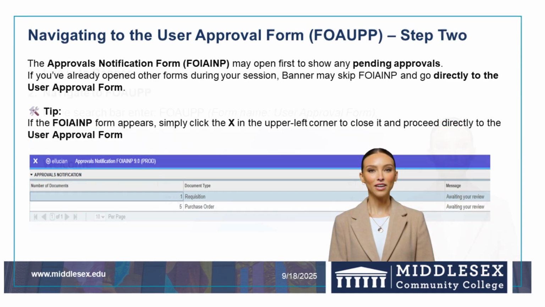The Approvals Notification Form, FOIAINP, may open first to show any pending approvals. If you've already opened other forms during your session, Banner may skip FOIAINP and go directly to the User Approval Form. Here is a tip. If the FOIAINP form appears, simply click the X in the upper left corner to close it and proceed directly to the User Approval Form.